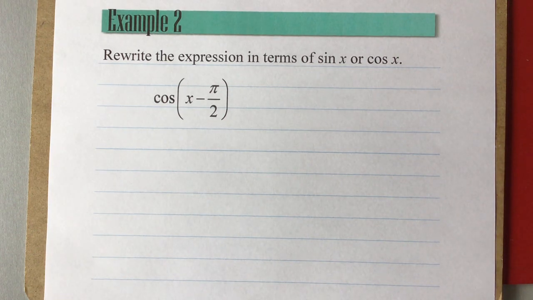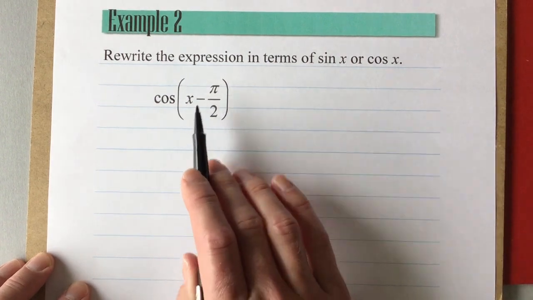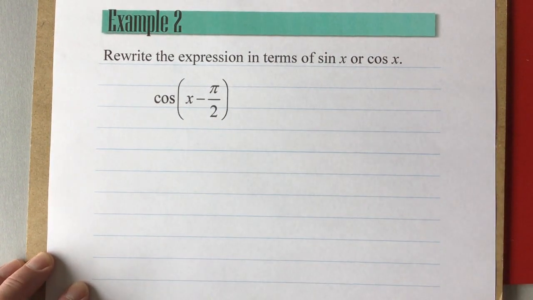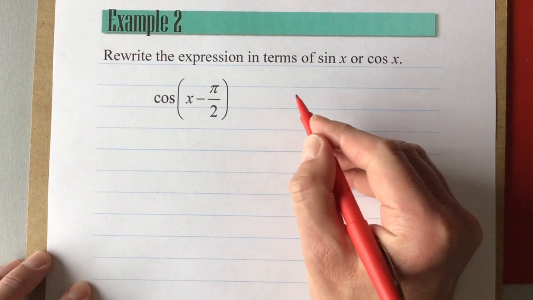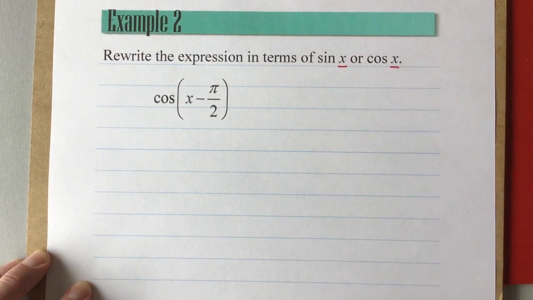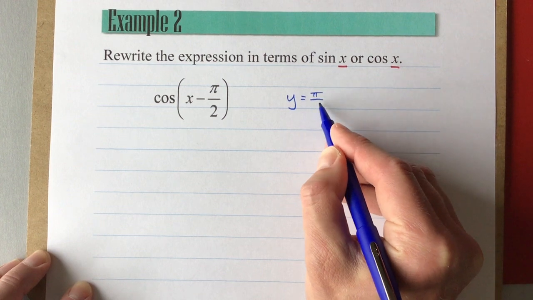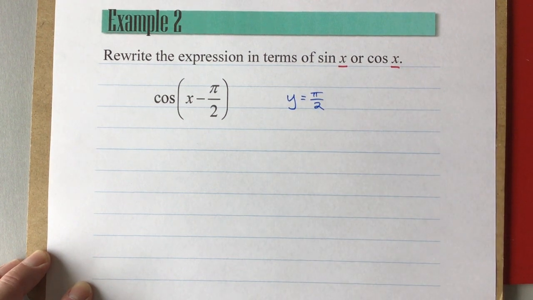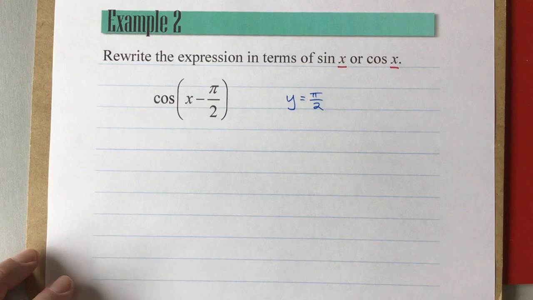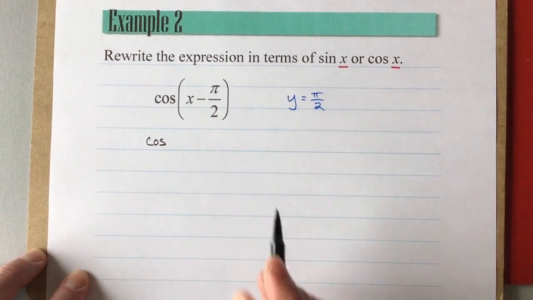Rewrite the expression in terms of sine x or cosine x. Currently it's written as the cosine of x minus pi over 2. I'm going to rewrite it using the subtraction identity. X will stay x because they want an x in the expression, but this pi over 2, I'm going to use that as the y in my subtraction identity. Now I just wrote that subtraction identity down in the last example, so I'm not going to rewrite it, but I will show this replacement here.